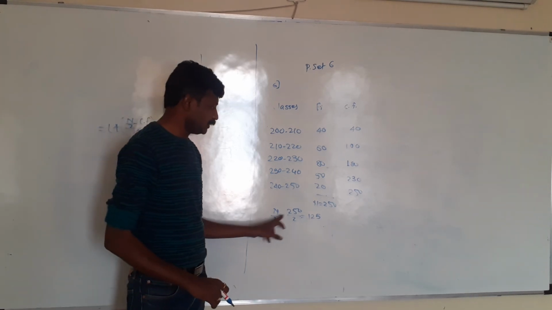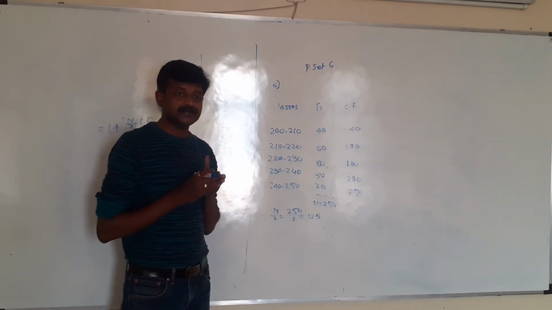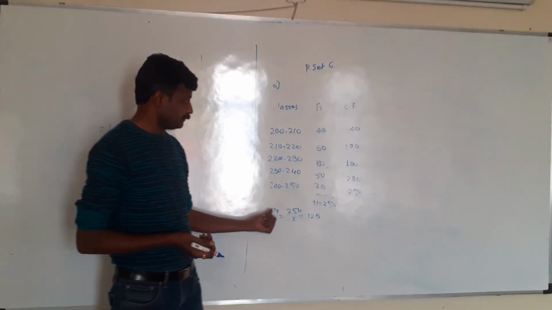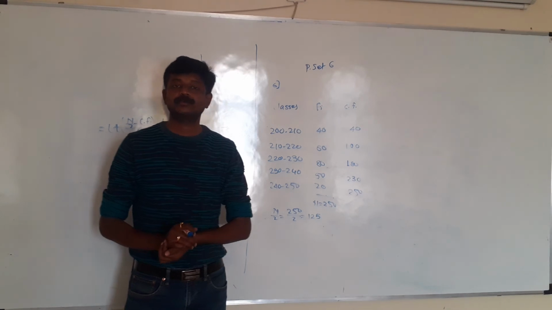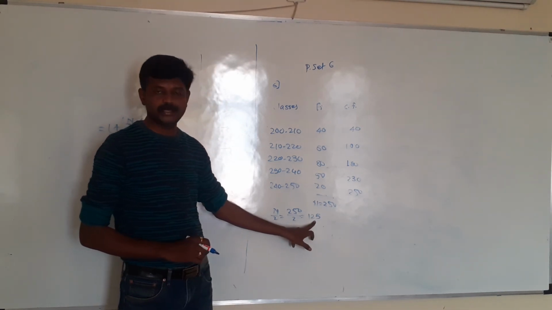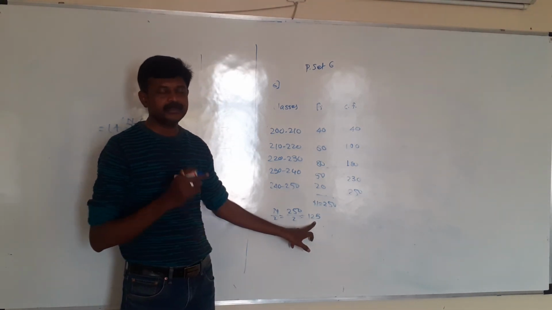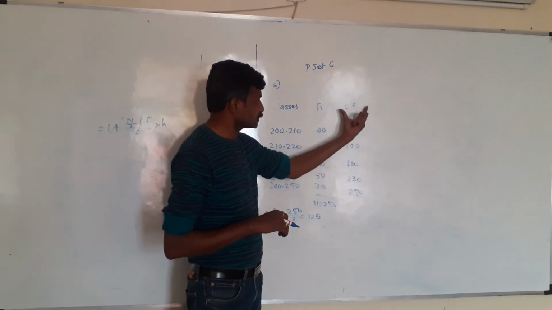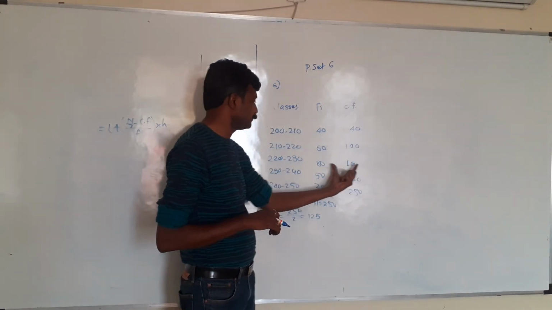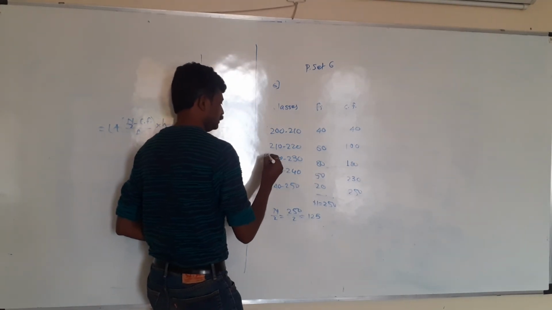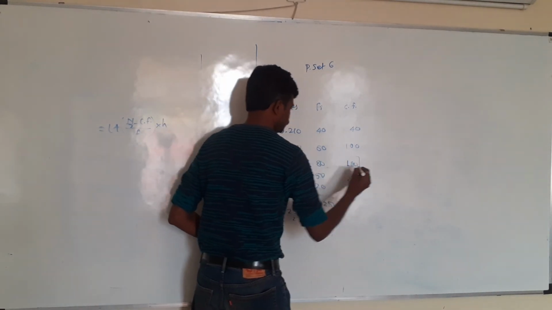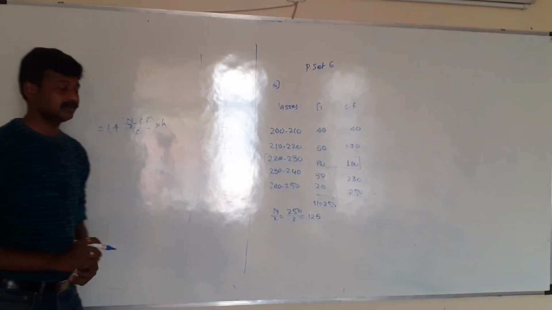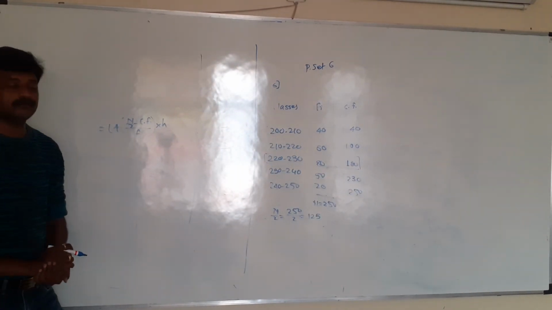Now, how to find out the median class? N by 2 value is 125. The first cumulative frequency in the cumulative frequency column which is more than the n by 2 value, that is here 125, that class will be the median class. So the first value more than 125 is 180. So this class is nothing but the median class. We can mention it because this class is going to give us the values which are related to the formula.